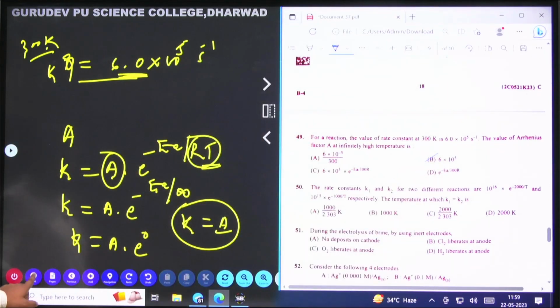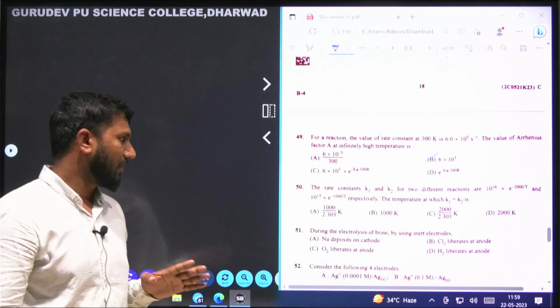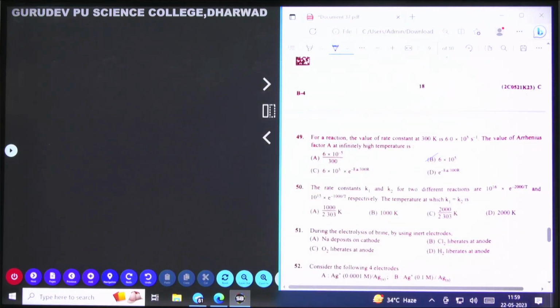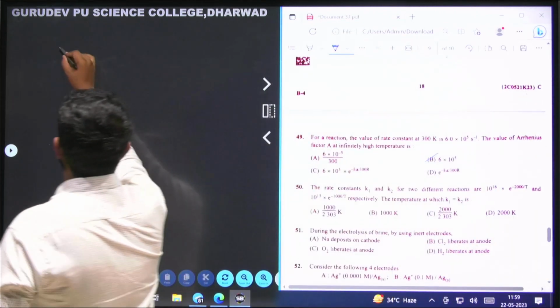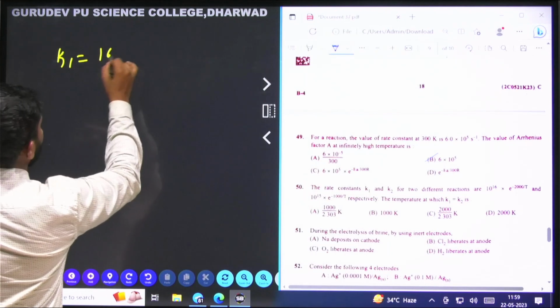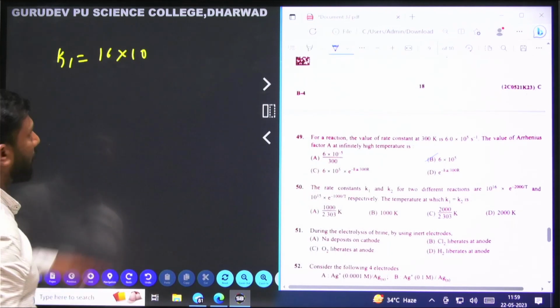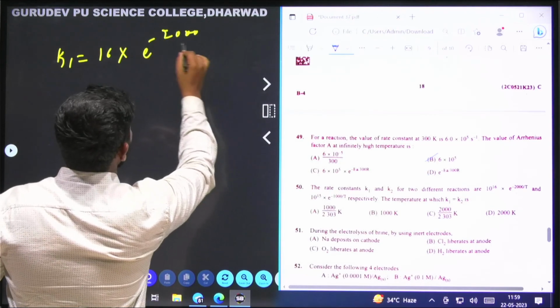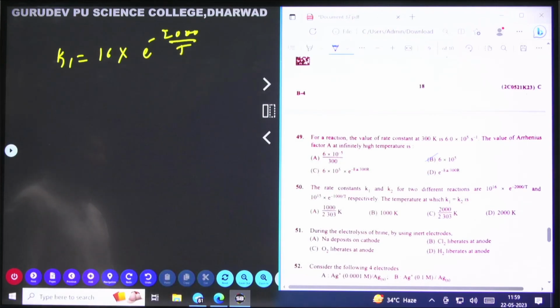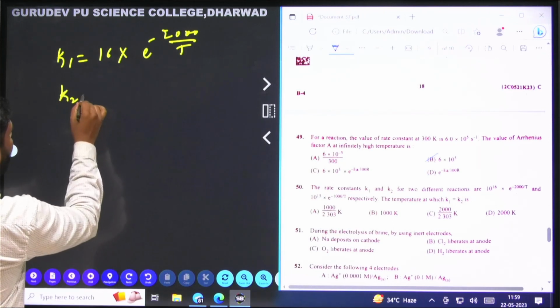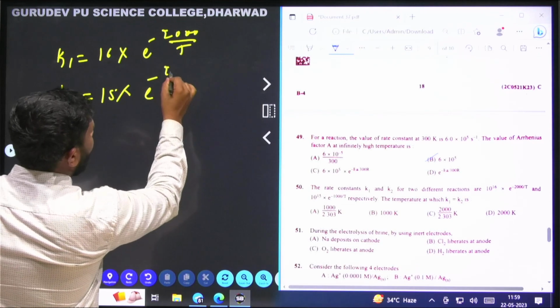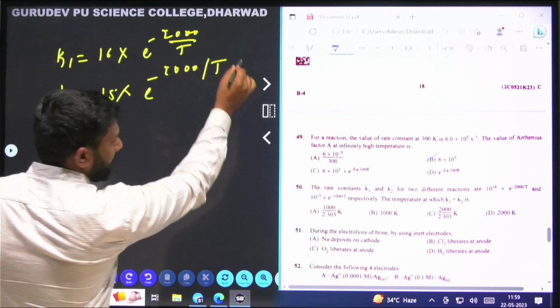Next I will move on to question number 50. Rate constants K1 and K2 of different reactions are given. Here K1 value is 10 power 16 into E power minus 2000 by T, the rate constant for one reaction. Rate constant for another reaction is 10 power 15 into E power minus 1000 by T.